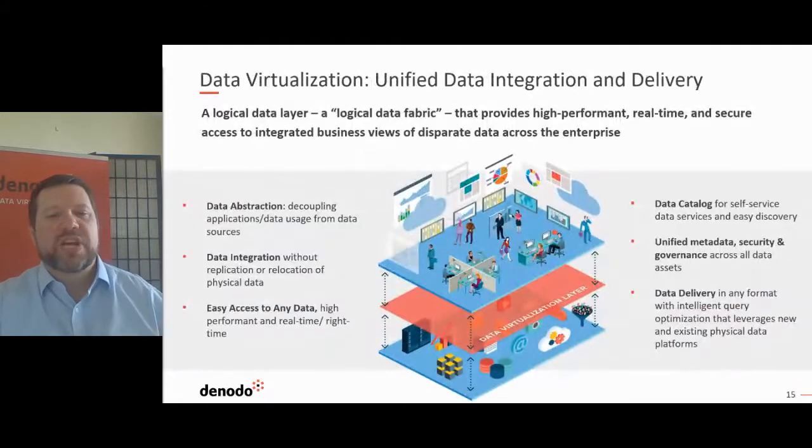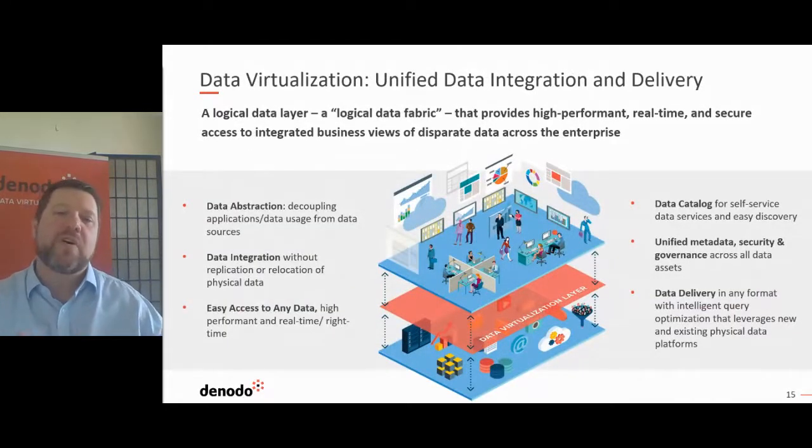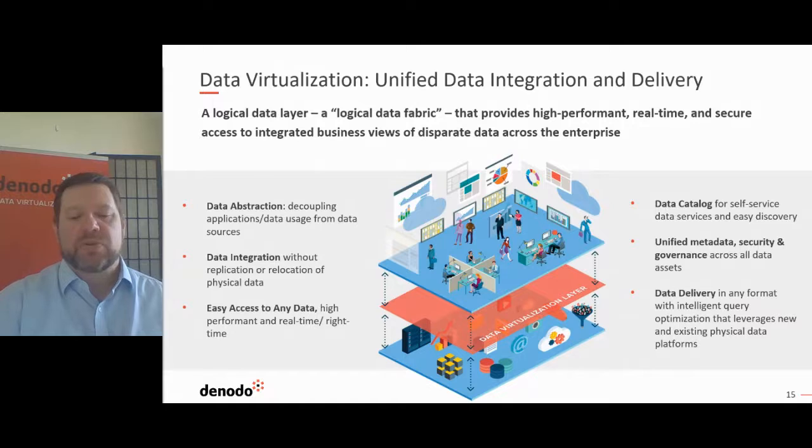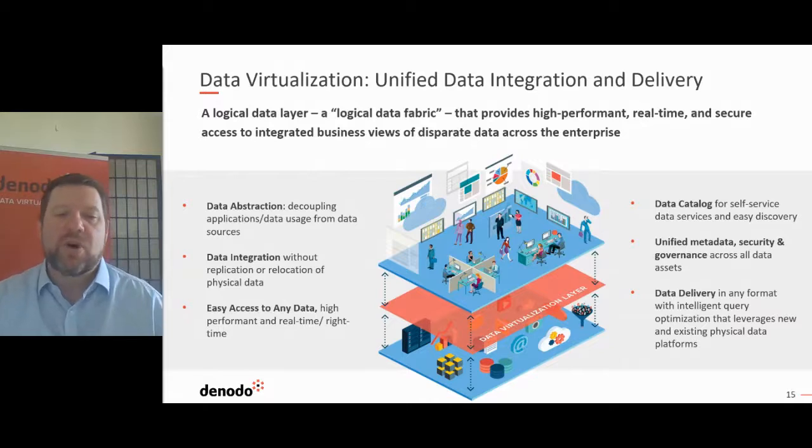Well, let's introduce data virtualization. It's a way of unifying the integration and delivery of data across your organization, providing abstraction from the consumption of the data to where the data is actually being stored and processed, being able to do that integration without replicating, and the easy access to data in a highly performant real-time manner. Also providing a way of discovering and understanding that data through unifying the metadata and being agnostic or very tolerant of what those data consumers are, so that it's not tightly coupled with any particular consumption outcome.